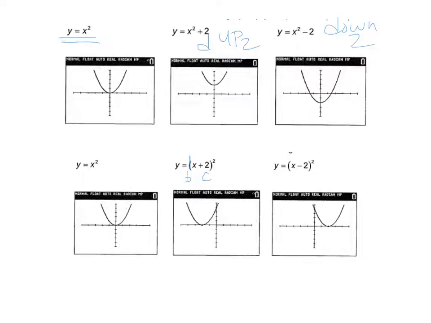But technically, when you move left or right, it's C divided by B. But like I said, in this lesson, B will always be 1, so we can just look at the C. Plus 2, backwards of what you would think, moves the graph left 2. And then the next one, minus 2, moves the graph to the right 2.